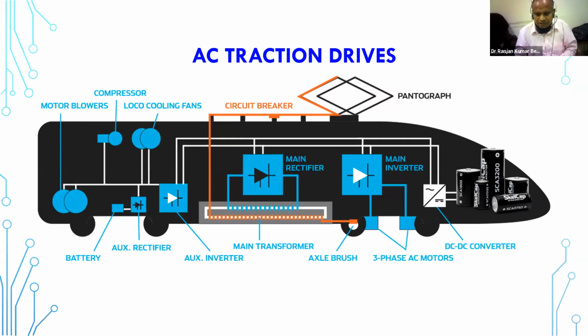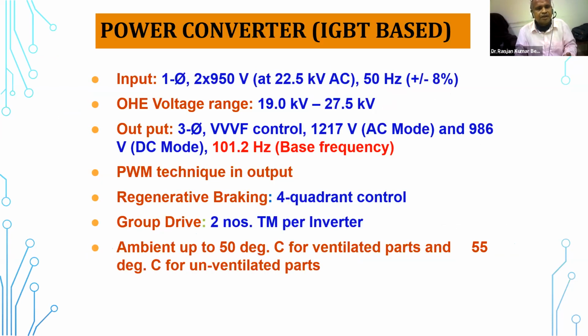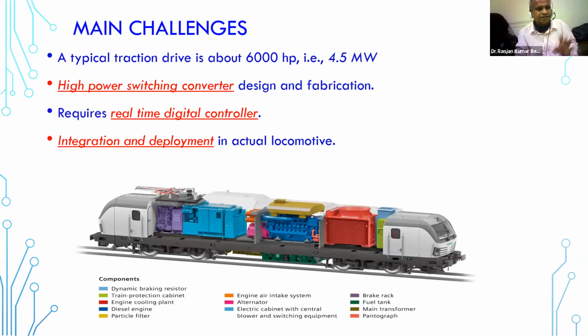When we see these big converters, and this power converter is IGBT based, this was given to us to develop. The requirement is two traction motors per inverter. One inverter will drive two traction motors, and it should operate in four quadrant operation, meaning forward motoring, reverse motoring, forward braking, reverse braking. These four things are very important in this. So like that we need to design.